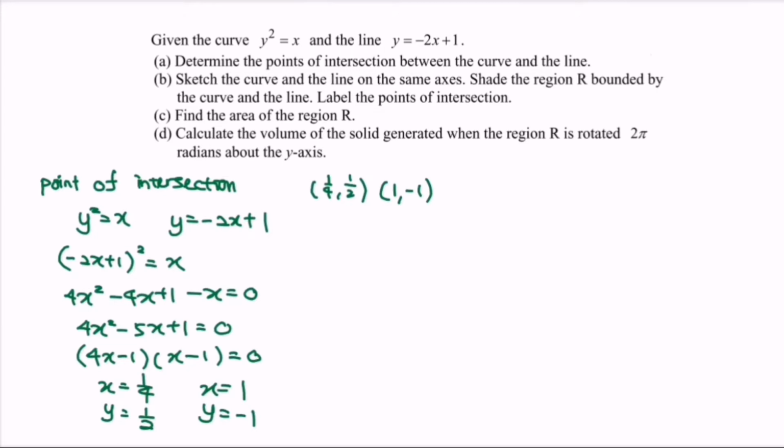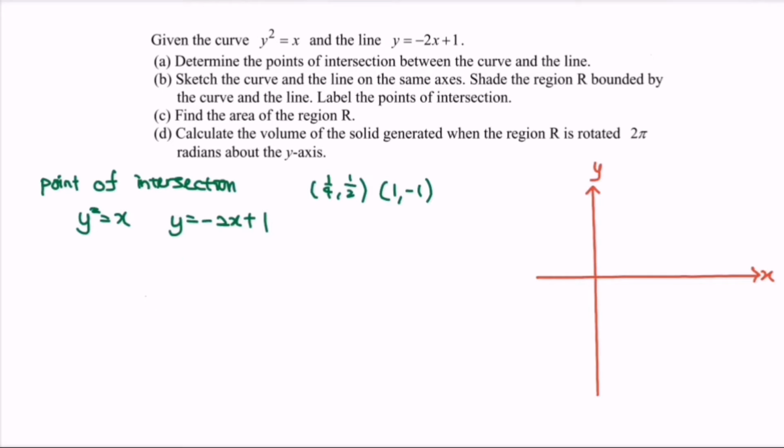Second part, sketch the curve and the line on the same axis. Shade the region R bounded by the curve and the line. Label the points of intersection. So now we're going to focus on the graph. Kindly focus on y squared equals x. As we can see, it is a parabola.